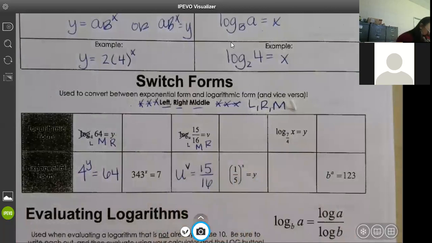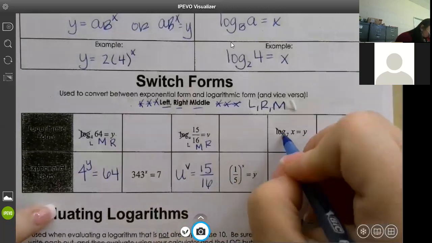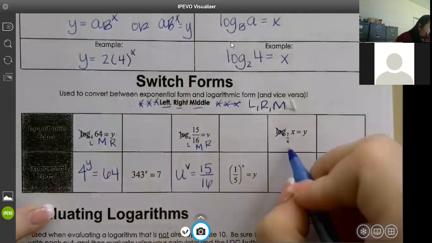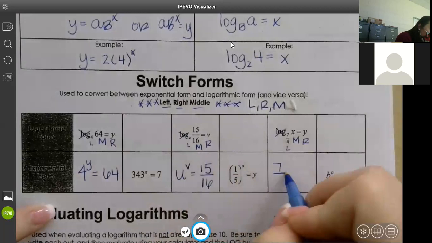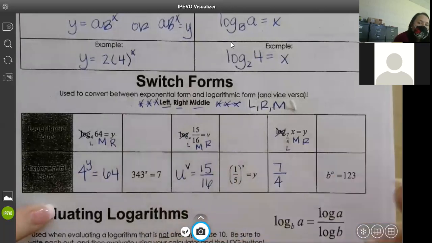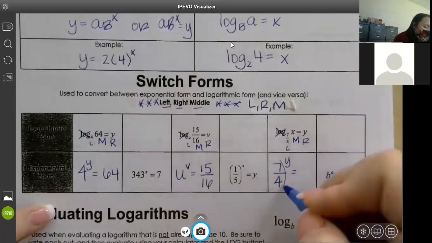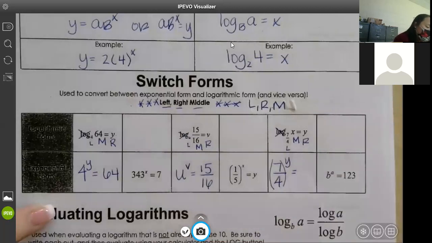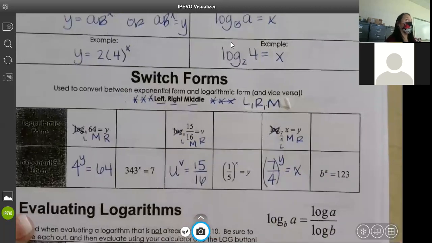On the next one, log base 7 over 4 of x equals y. So we're trying to get rid of that log. We have left, right, and middle. The left becomes your base, so 7/4. The right becomes your power to the y. And if you need to put it in parentheses, you can do that as well. It doesn't matter. Equals your middle, which is x. So left, right, middle. You're going to have to be able to switch forms. They do ask you to do that.